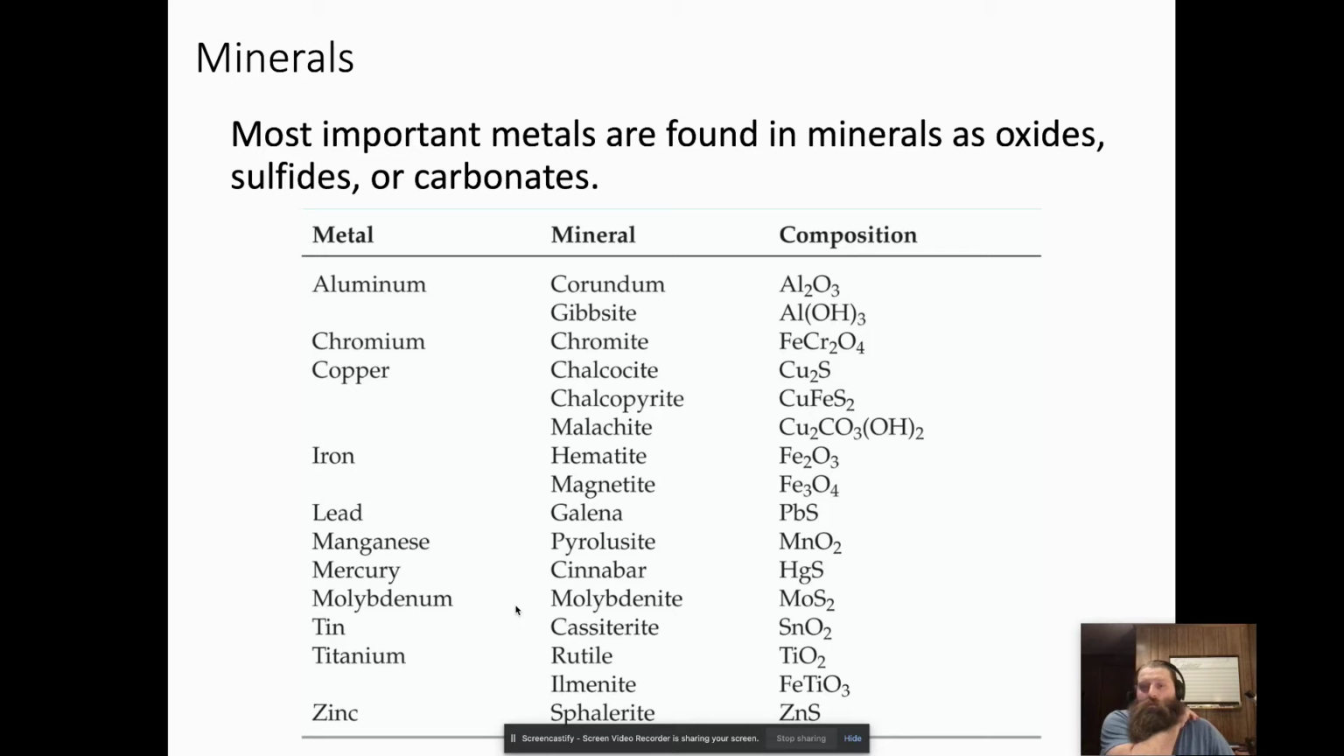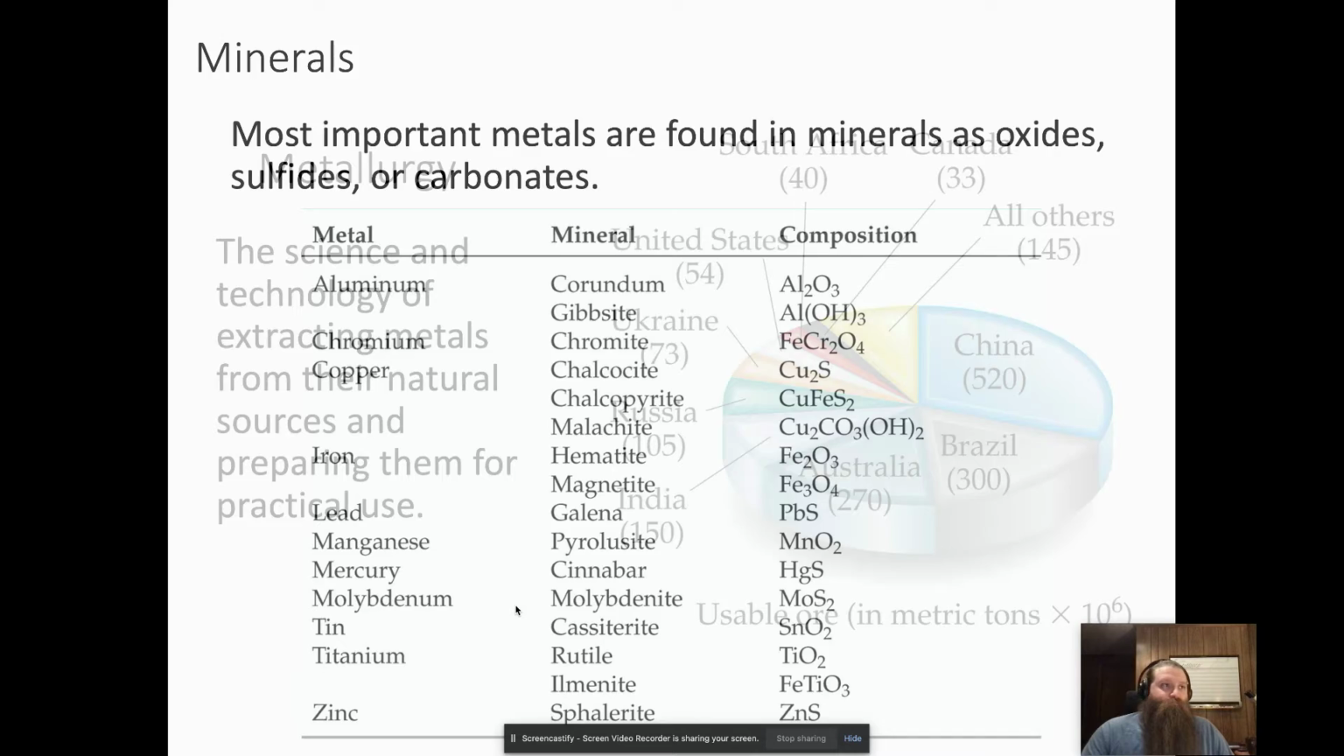Malachite, great source of copper. Corundum, good source of aluminum. Sphalerite is a great source of zinc. Like we said a minute ago, cinnabar is a great source of mercury, right? There are many, many different minerals that you can get your specific metals from. You don't need to memorize these. They're just there for your information.